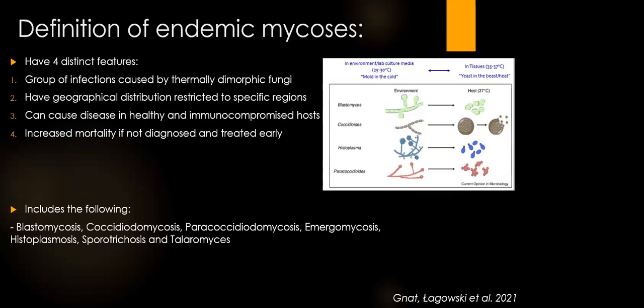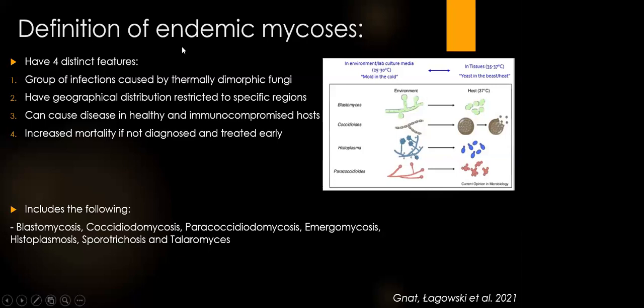The third thing is that it can cause disease in both healthy and immunocompromised hosts. So this is important to remember, because it's not just patients who are severely immunocompromised that can get these endemic mycoses. Perfectly healthy patients can also present with systemic endemic mycoses, and we'll talk a bit about that when we do the risk factors. And the last thing is that it increases mortality if it's not diagnosed and treated early.